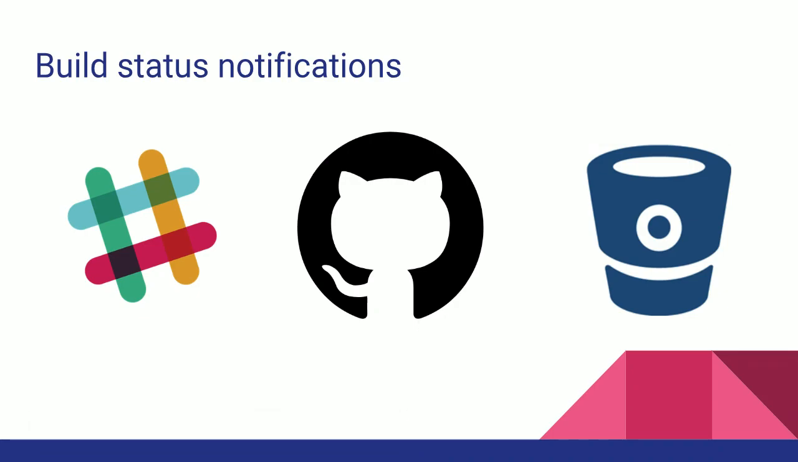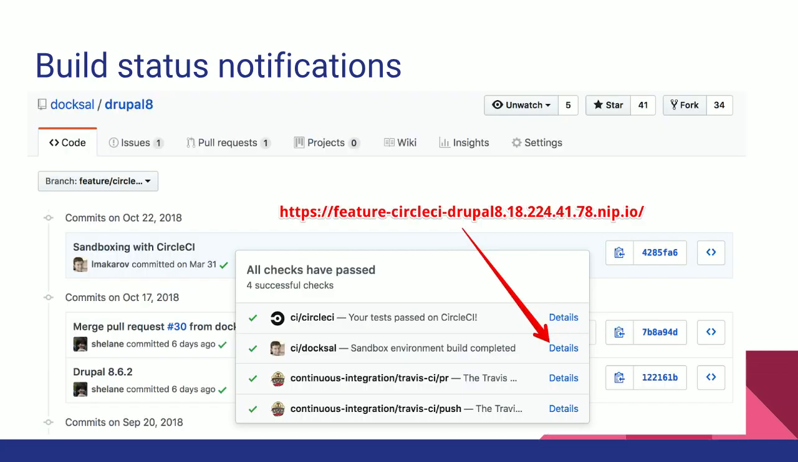I mentioned this, the Docksal CI agent can post back build status notifications. So far we support posting back to Slack, GitHub, and Bitbucket. And this is what it looks like in Bitbucket. So when your Sandbox is, well, you've probably seen this because this is how other CIs integrate. They post updates for when the build is running, when the build is finished, when the build failed. You will see the updates there.